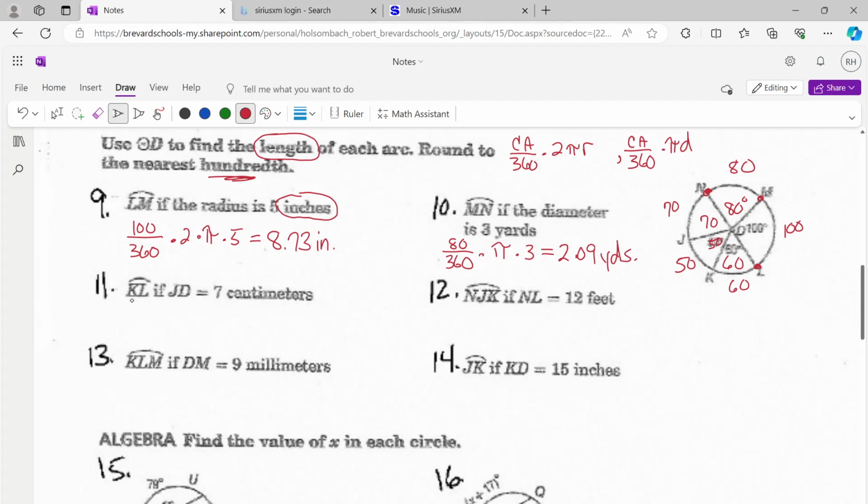Number 11, arc KL. K to L is 60 degrees, so we go 60 over 360 times JD is 7. J to D, that is a radius. So we're going to go 2 times pi times 7. 60 divided by 360 times 2 times pi times 7 equals 7.33 centimeters.